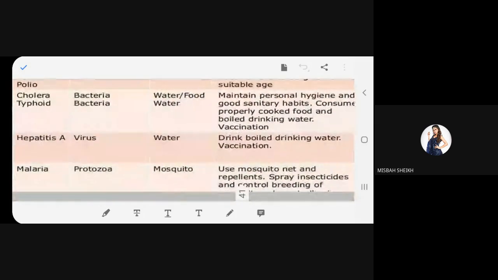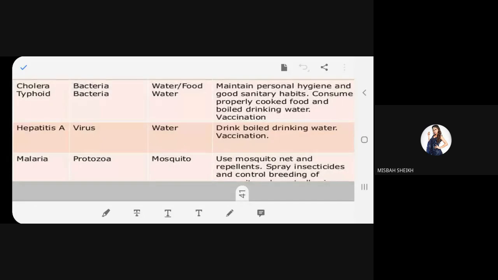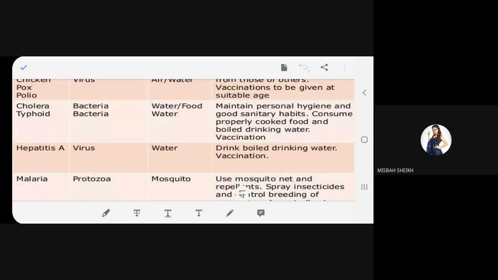The next disease is cholera. It is caused by bacteria. Mode is water and food. Typhoid, again by bacteria, but mode is only water. What you have to do is mind your personal hygiene. That means you have to keep cleanliness and good sanitary habits, and you have to have cooked food and boiled drinking water, and you have to get vaccinated also at a particular age.